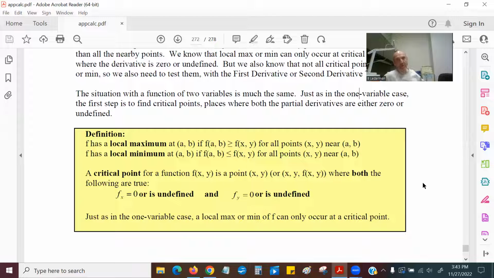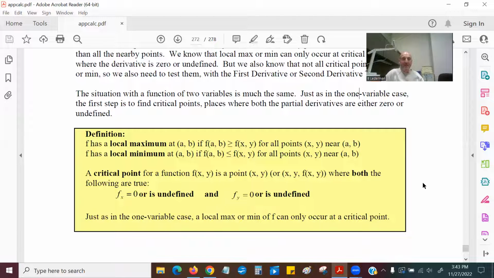And on the flip side, if the function value, the number that gets spit out for (a, b), is less than all the function values in the vicinity of (a, b), then that's called a minimum. Really, it's the same definition we had for a function of one variable. It's just now a function of two variables, but it's really the same idea.